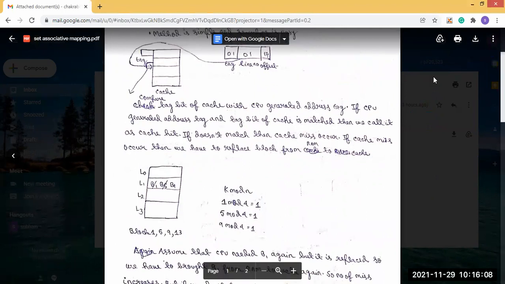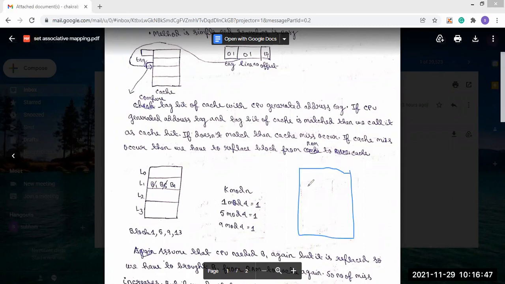What is the disadvantage? Now let's say this is our cache, and in this cache there are 4 lines: L0, L1, L2, L3. Through the k mod n formula we have specified that blocks B1, B5, B9, B13, B17 should all be present in the same line. Let's say the CPU requires block B5.